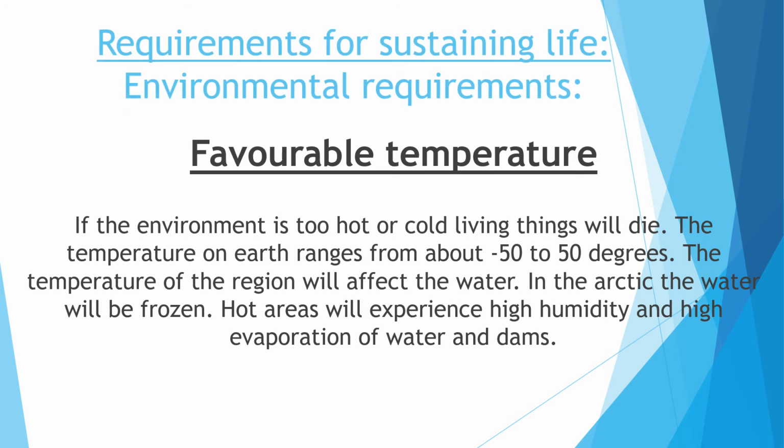Favorable temperature. Living things need a favorable temperature range in which to live. If the environment is too hot or too cold, living things will die. The temperature on Earth ranges from about minus 50 degrees Celsius to about 50 degrees Celsius. The temperature of an area will also affect the phases of the water in that area. So, in regions like the Arctic, the water will be frozen as ice. Excessively hot areas will experience high humidity and high evaporation of water from dams and lakes.